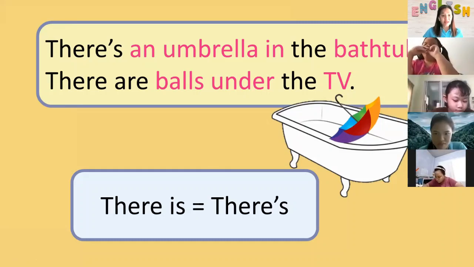So there is equals there's. Okay. It just says like that. Okay. Next. Because I cannot adjust the volume. It's covering the margin of the PowerPoint picture. Okay. It's okay, Misha.